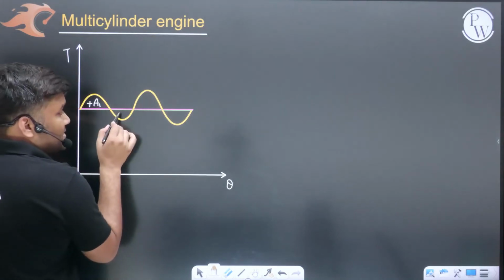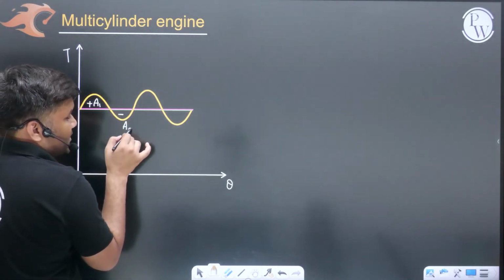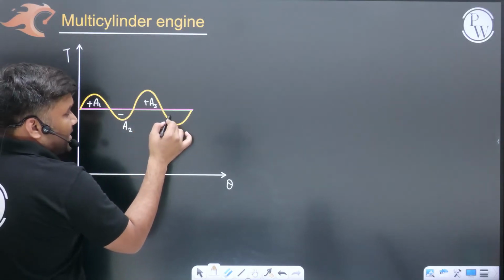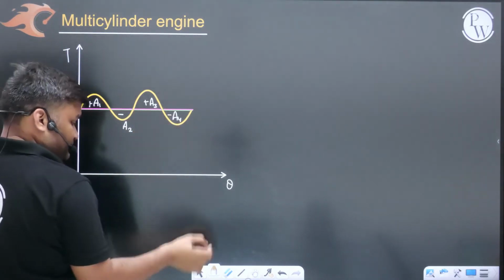What about this? Sir, this is a negative area. Let me say that this is area A2. This is again a positive area. Let me say that this is area A3. This is again a negative area. Let me say that this is your area A4.